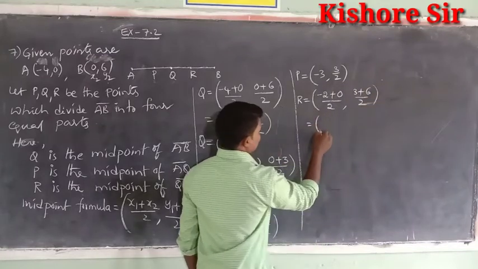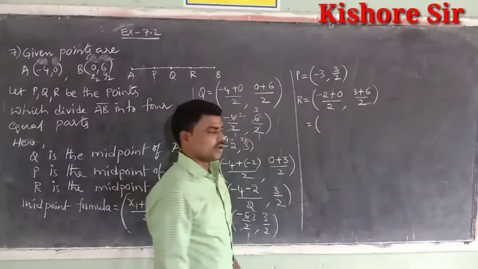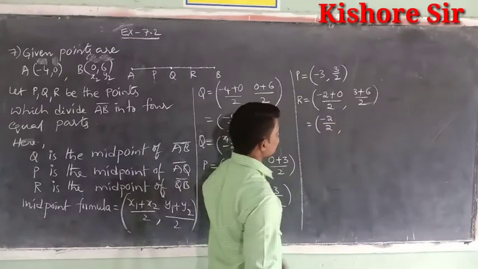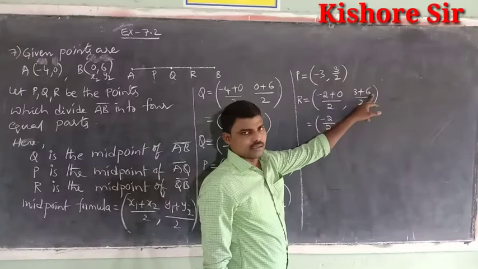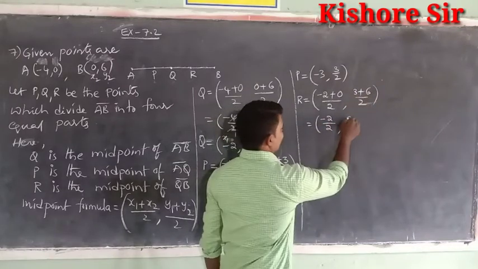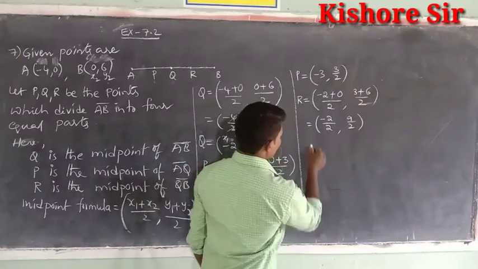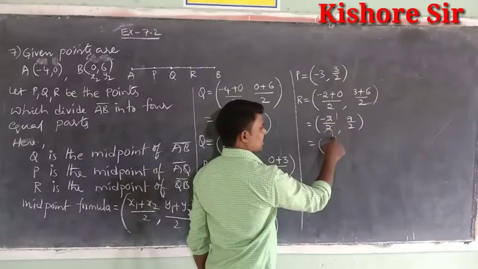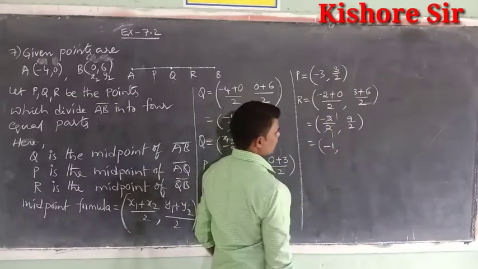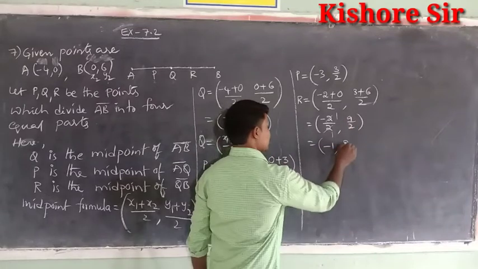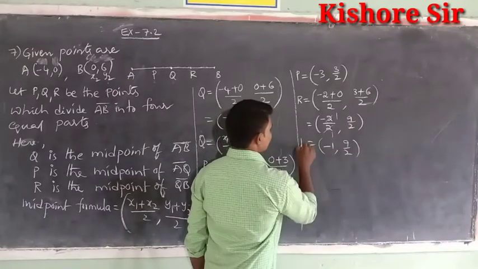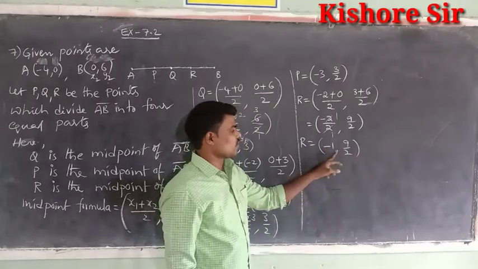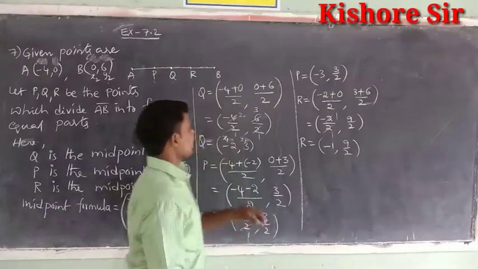So that equals minus 2 plus 0, minus 2 by 2, comma 3 plus 6, 9 by 2. Two ones are 2, so minus 1 by 1 means minus 1, and 9 by 2. So the coordinates of the point R are minus 1 comma 9 by 2.